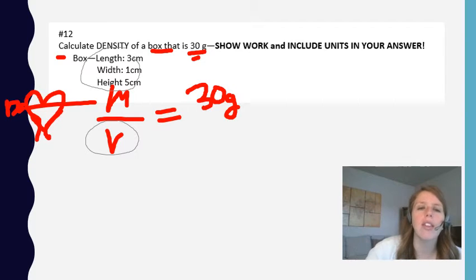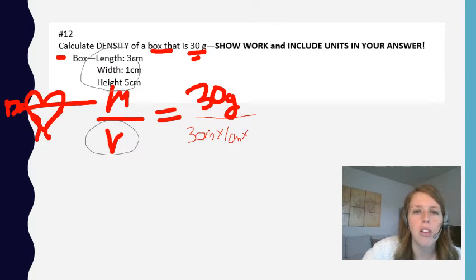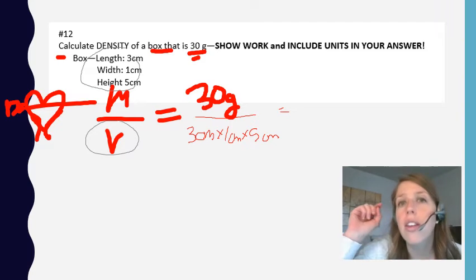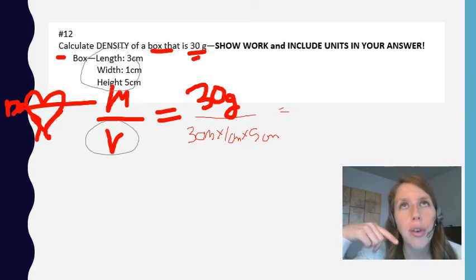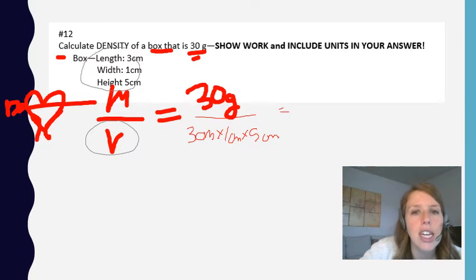Well, I'm going to do length times width times height, right? So it'll be 30 grams over, and I want you to show your work on this one, so please show your work, 3 centimeters times 1 centimeter times 5 centimeters. I'm getting better with my pen, wouldn't you say? So what is 3 times 1 times 5? We'll just break it down into smaller multiplications. Tell me what 3 times 1 is. 3. And then multiply that 3 times 5. 3 times 5 is 15.